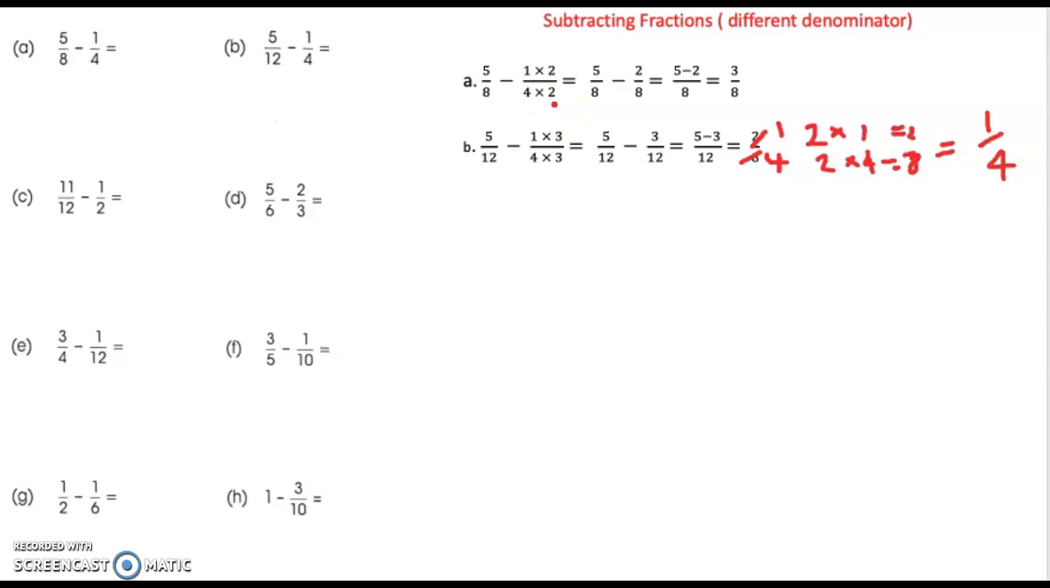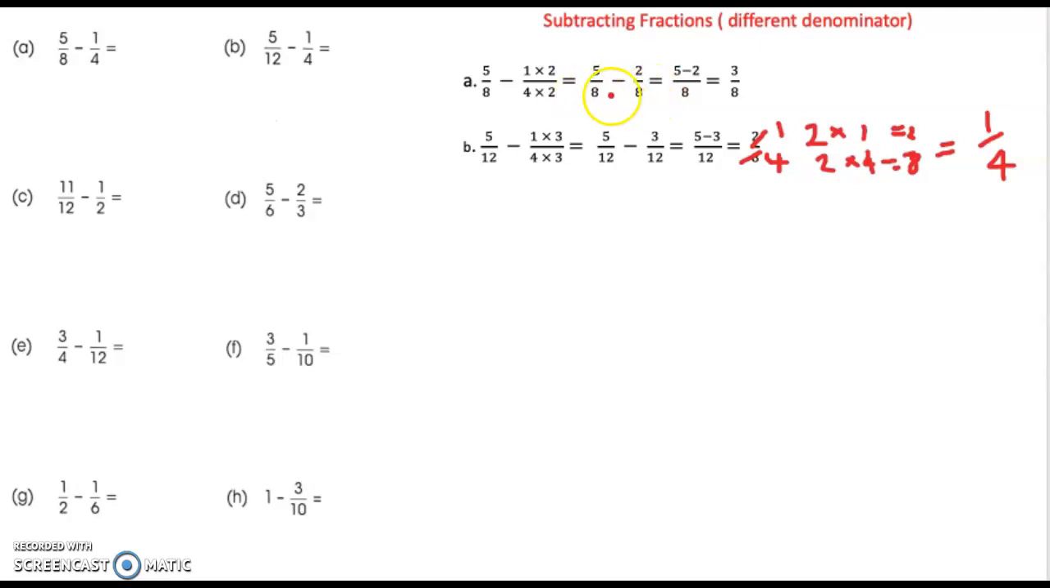Look, if I multiply the denominator by 2, I must multiply the numerator by 2. That means I'm getting an equivalent fraction for 1 over 4. An equivalent fraction is when you multiply the numerator and denominator by the same number. Now I just bring this 5 over 8 here, and then I will write the new equivalent fraction that I produced to make the denominator the same.